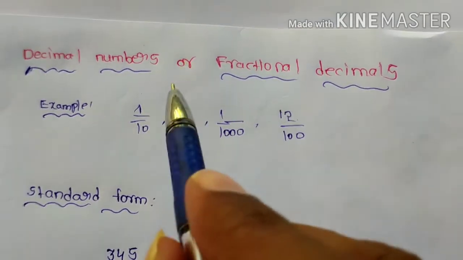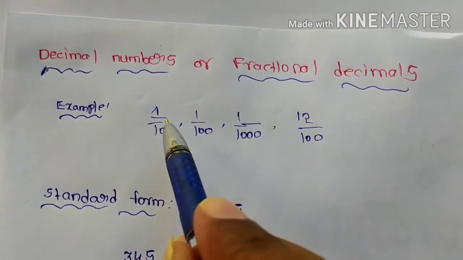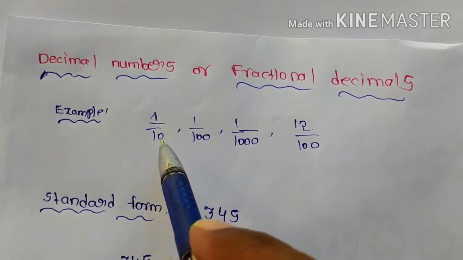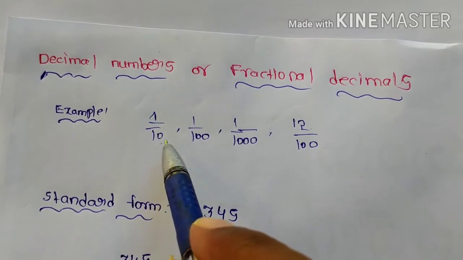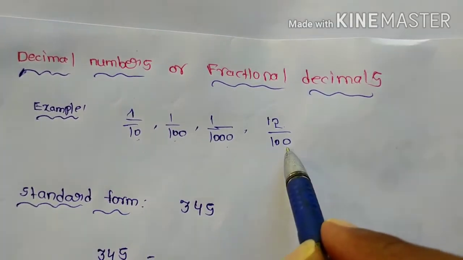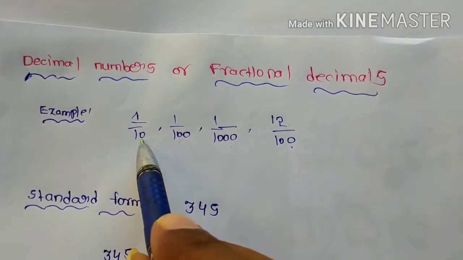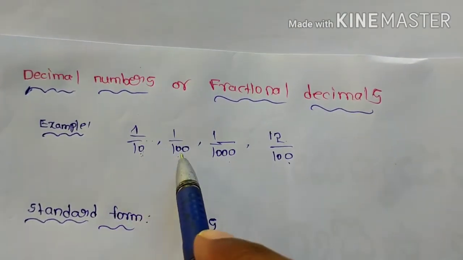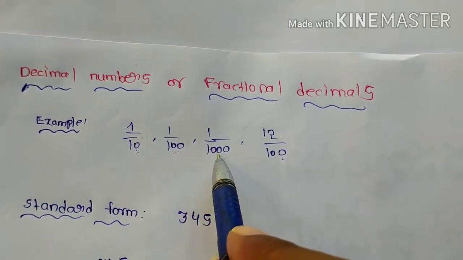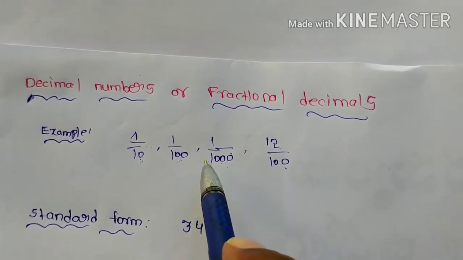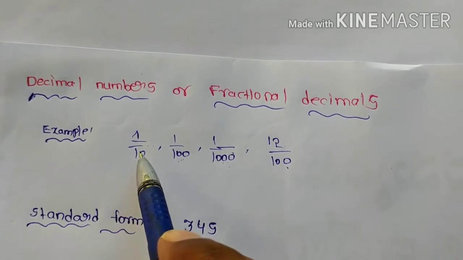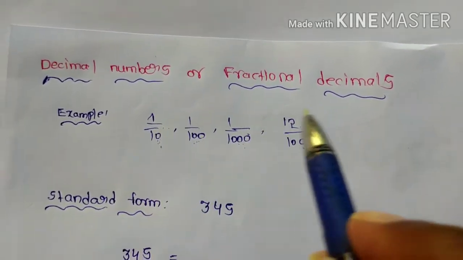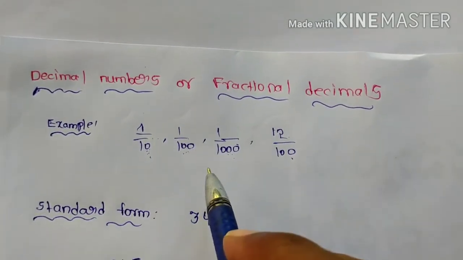Just you can see here decimal numbers means the fraction whose denominator is 10, here 100, here 1000. That means whose denominator is in the form of powers of 10. That means 10 power 1, 100 means 10 power 2 and 1000 means 10 power 3. That means the denominator can be expressed in the power of tens only. This is called decimal numbers.